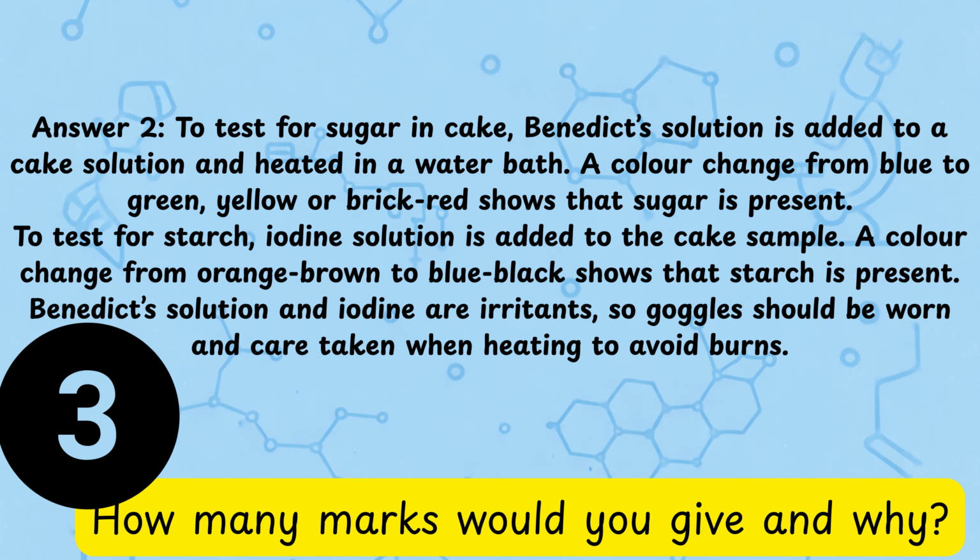The reason that this would get three is because you've mentioned Benedict's solution, which is great, and you've mentioned that it would go from blue to brick red, also great. Okay, you've mentioned then also iodine and the blue black, but you've told me absolutely nothing for iodine at all about a method, really. It's very vague. You've mentioned a little bit about a risk assessment here, but yeah, the answer just isn't detailed enough. It doesn't have that structured step-by-step method that the first question had. It only tells you basic facts, not written in a very coherent way.